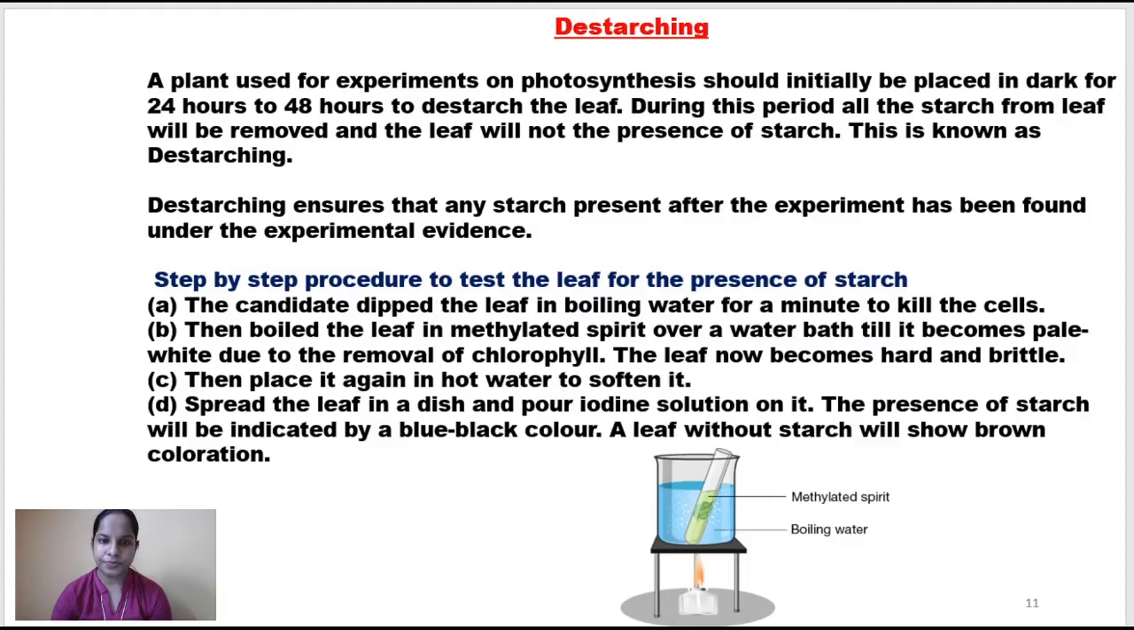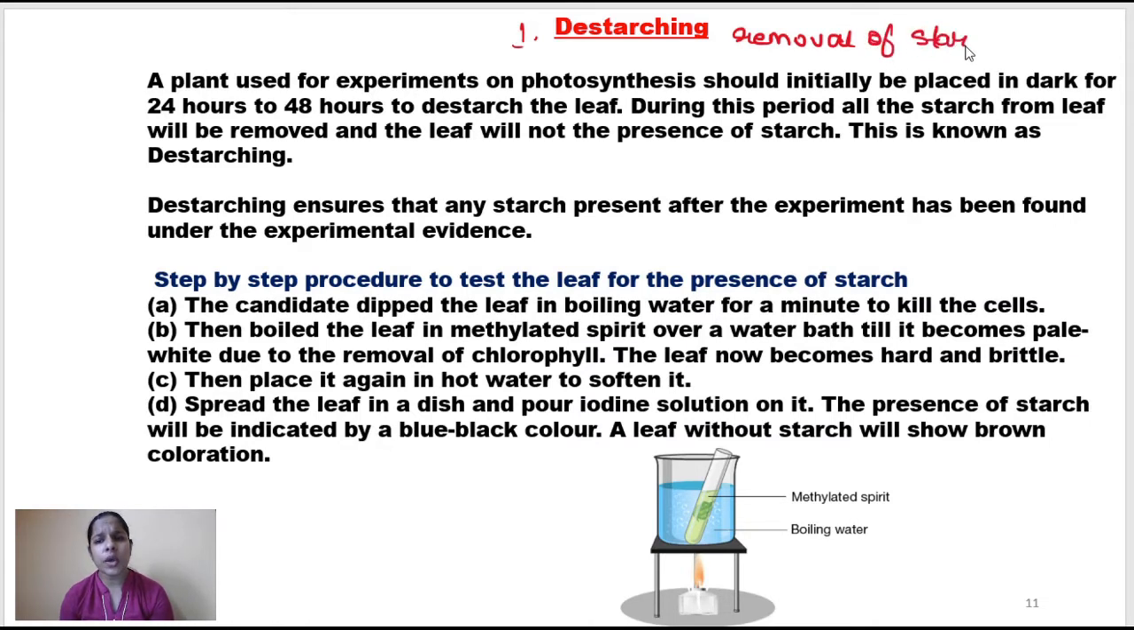Now let's begin. Before performing the experiments on photosynthesis, we need to perform one primary step, that is the discharging of leaf. What does discharging of leaf mean? Discharging of the leaf means the removal of the starch from the plant.